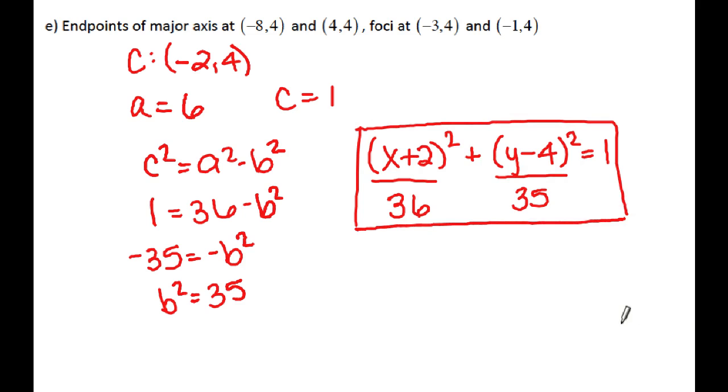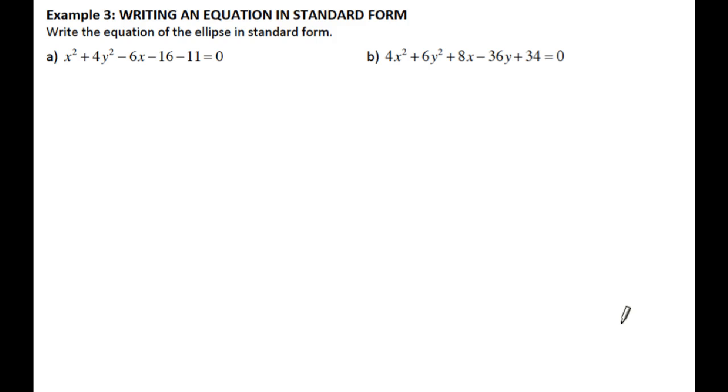All right. Last but not least, we are changing our equations in expanded form into standard form. To do that, we're going to have to complete the square. I'm going to move my 11 to the other side and rearrange so my x's are together and my y's are together. This is a typo. It should be minus 16y equals 11.